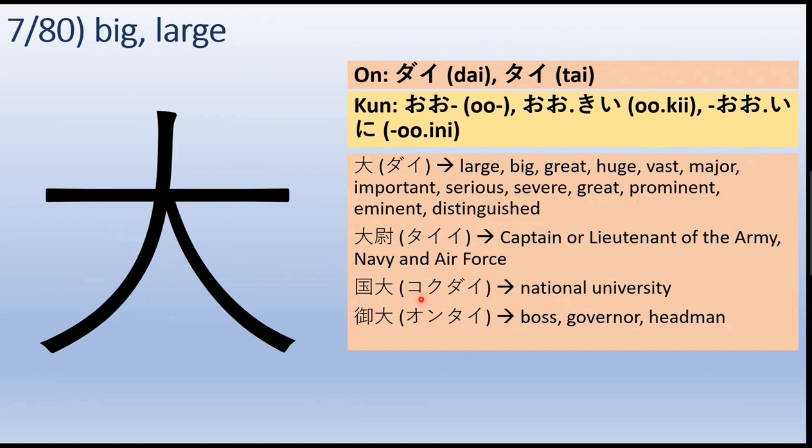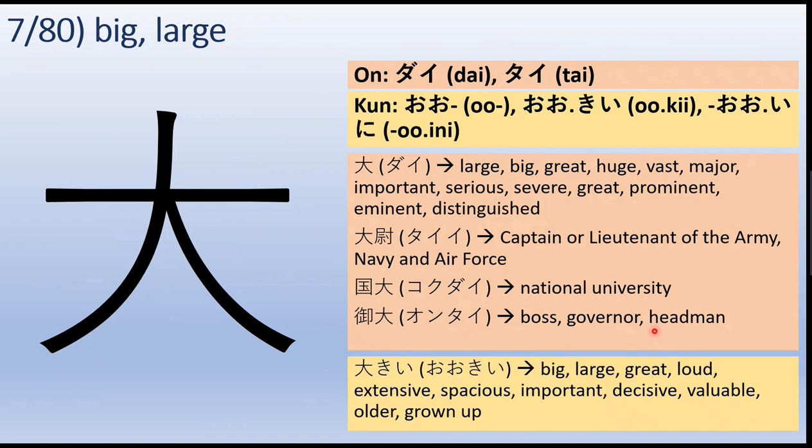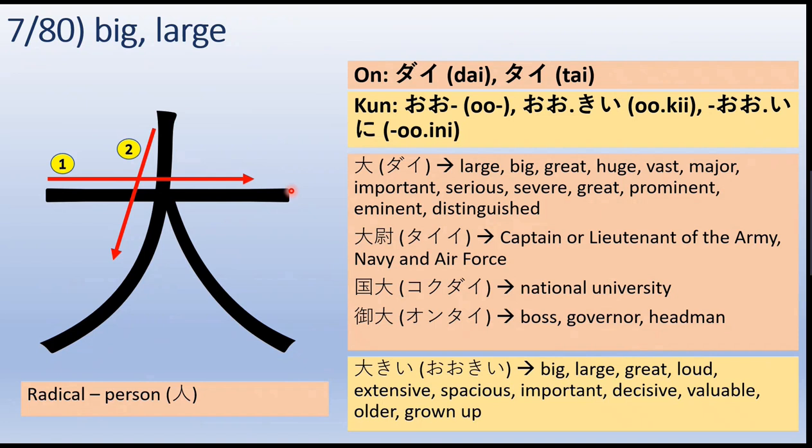We have Kokudai. Kokudai is National University, and this is Ontai. Ontai means the boss, governor, or a headman of the state. In Kun'yomi, we have Oki, which means big, large, great, loud, extensive, spacious, important, decisive, valuable, older, or grown up. So now this is not a radical, but it is a derived character, and the radical used here is the person radical. So this is the person radical, and we have this straight line. So this is how it is written.